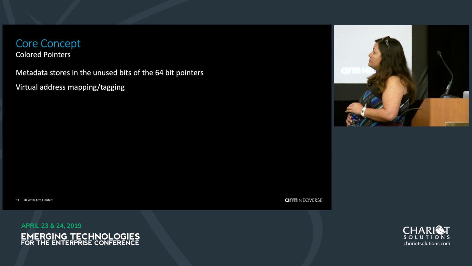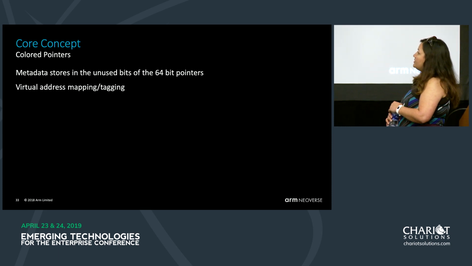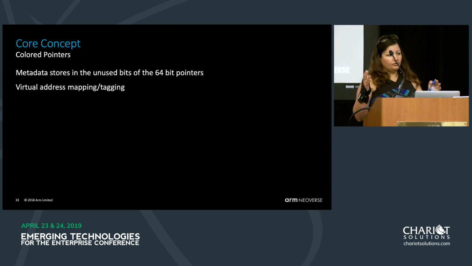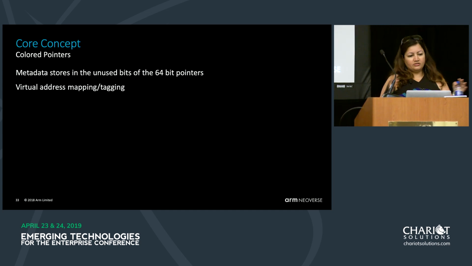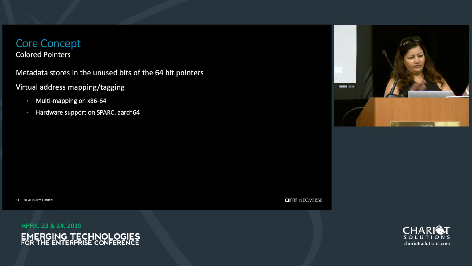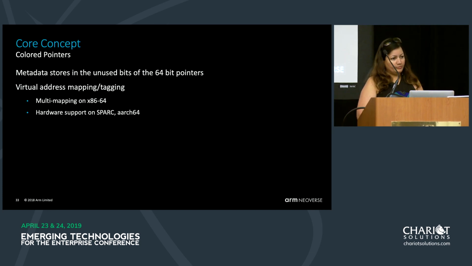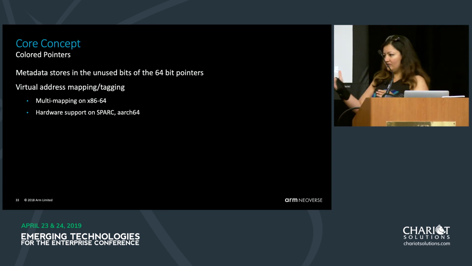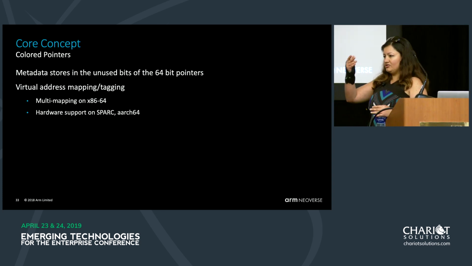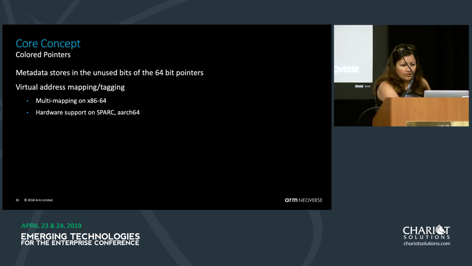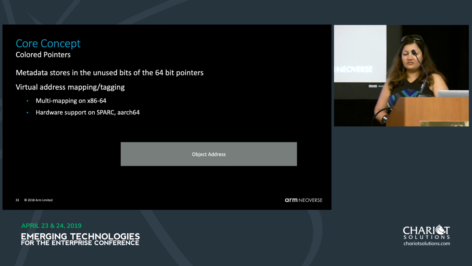The other concept that I want to introduce is virtual address mapping. You map your virtual address spaces, on x86, into three different multi-mapping areas. Some hardware, like SPARC and ARM, have virtual address tagging, so you just need one virtual space and can play with the tag bits. And basically, this is how it will look.